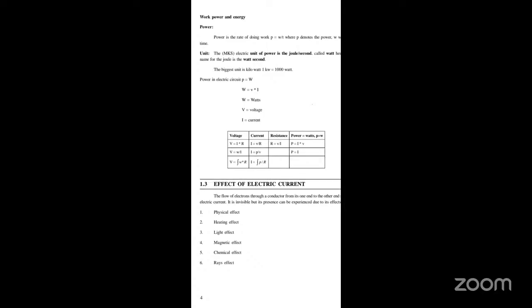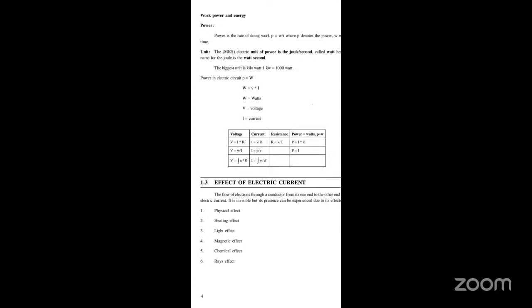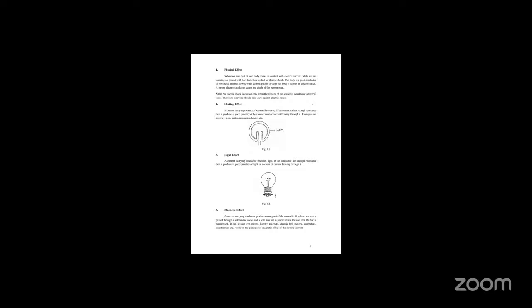So what are the effects of electric current? The flow of electrons in a conductor from one end to the other end is called electric current. It is invisible, but its presence can be experienced due to its effects. How to feel it? The effects are physical effect, heating effect, light effect, magnetic effect, chemical effect, and other effects that we are studying in this particular topic.